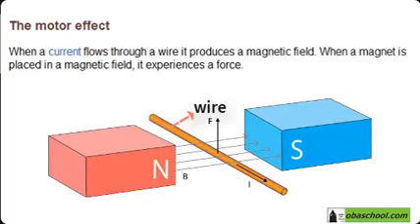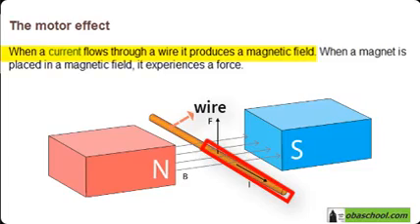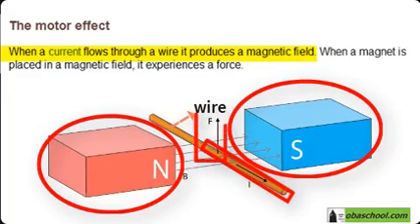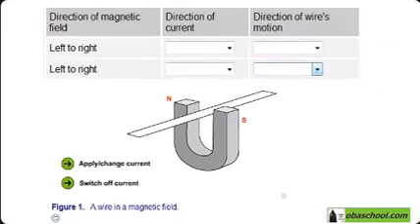If we have a wire and the current passes through it, then it produces the magnetic field. Then, if we place a magnet in this magnetic field, there will be a force. Let's observe what we have said in this example. First, when we have no current flowing, the wire does not move at all.